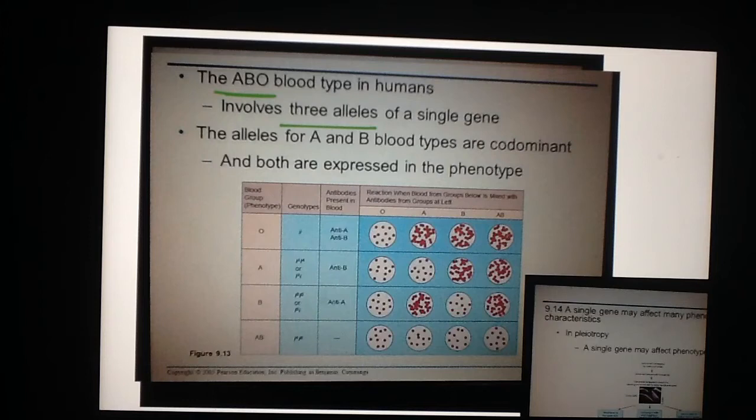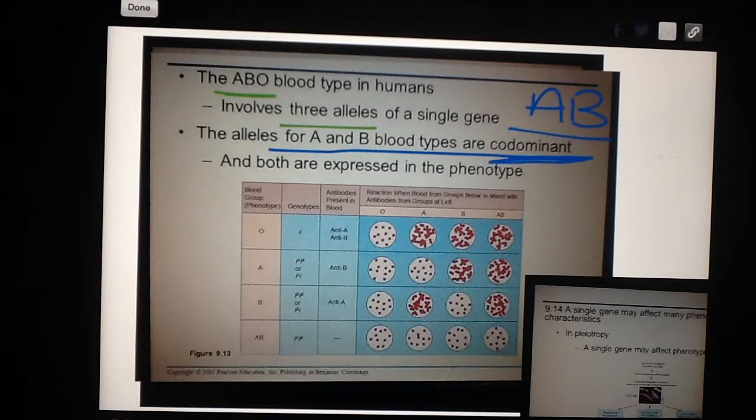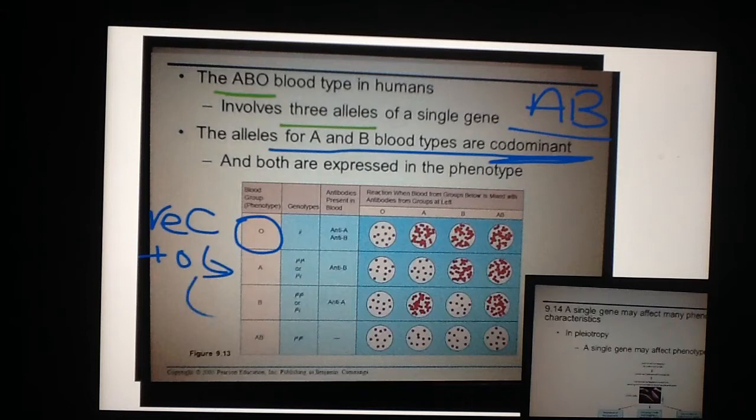The interesting thing about blood type is that A and B are co-dominant. So if you are AB, you will express both traits. Now, if we look down here at this chart, what we'll see is that the blood group O is simply recessive to everything. So O is recessive to A and B, but A and B are co-dominant. And so there are actually 3 different alleles, each with their own dominant, recessive, co-dominant patterns.